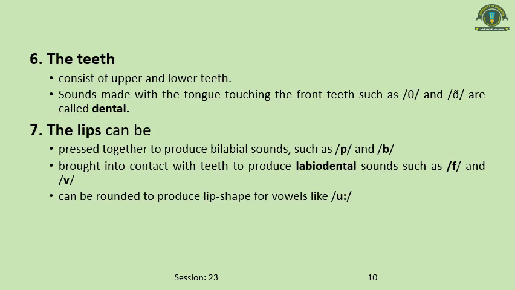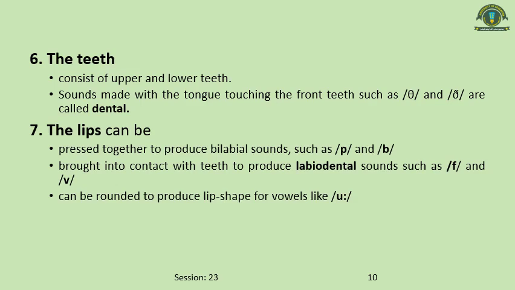Thick. Thin. Through. Or the other sound is the voiced th: this, that, these, those. They are known as dental sounds, but the role played by teeth is very important. The upper teeth are stopping the tongue, and the tongue tip is touching the inside of the upper teeth. That's why these two dental sounds, voiceless and voiced th, are produced with the help of the front teeth.